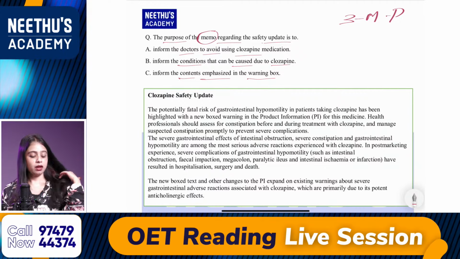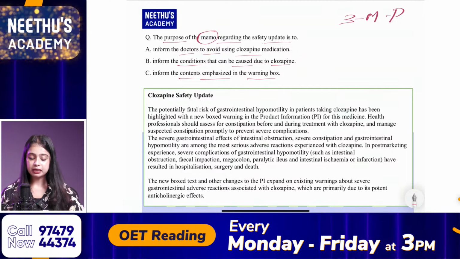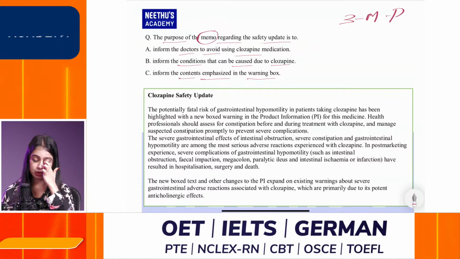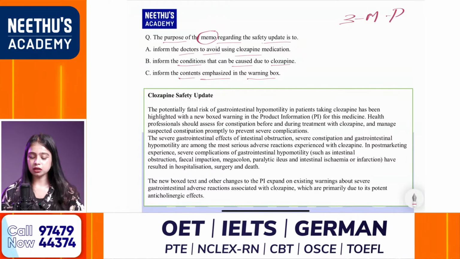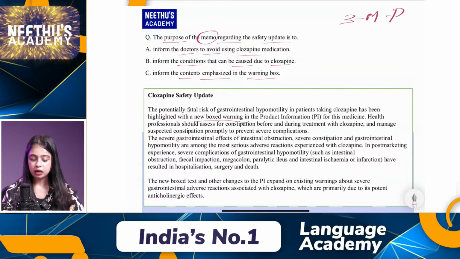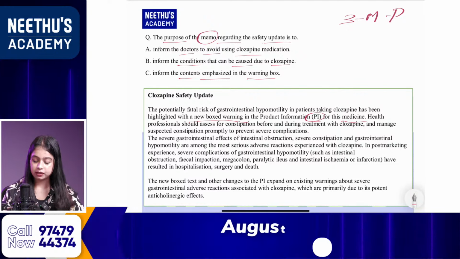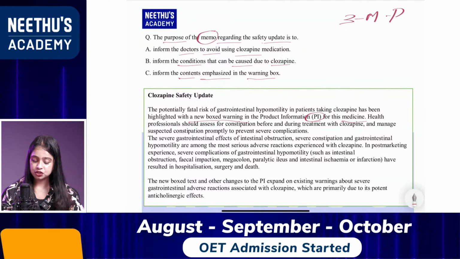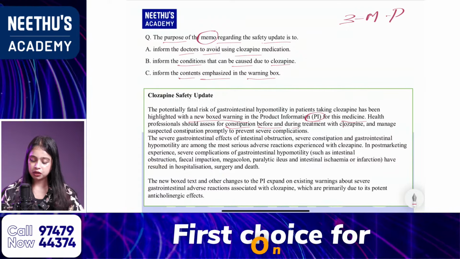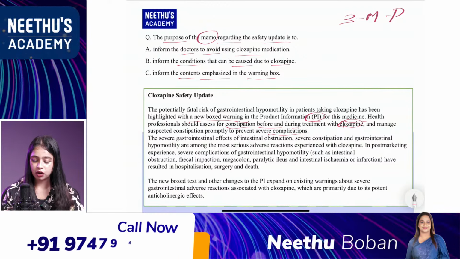Okay, Riba, you already got that answer, right? So, clozapine safety update. The potentially fatal risk of gastrointestinal hypomotility in patients taking clozapine has been highlighted with a new boxed warning in the product information for this medicine. What medicine? Clozapine. Health professionals should assess for constipation before and during treatment with clozapine and manage suspected constipation promptly to prevent severe complications.